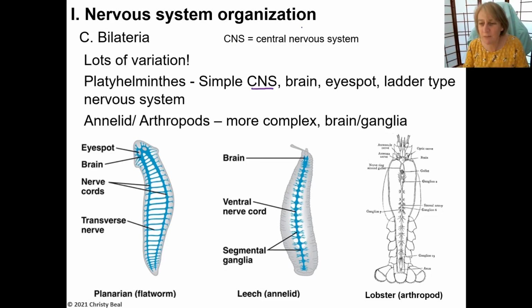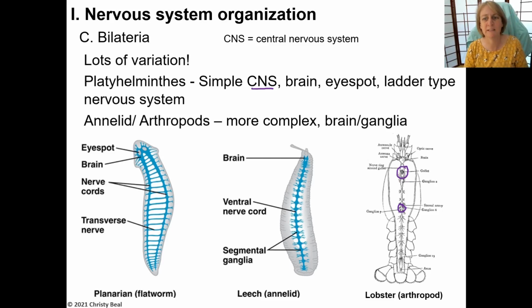Your book and a lot of Gen Bio textbooks call these concentrations of nerves a brain. This is a flatworm. This is a leech. This is a lobster. I pulled this because I couldn't find a good one that matched these. But they have these concentration areas. I would prefer you thought about them not like a brain like you have. They're not thinking and feeling emotions with these brains. They are taking in stimulus and returning an appropriate response. So I really would like you to think of them as concentrations of ganglia, concentrations of nerves where some processing can take place.